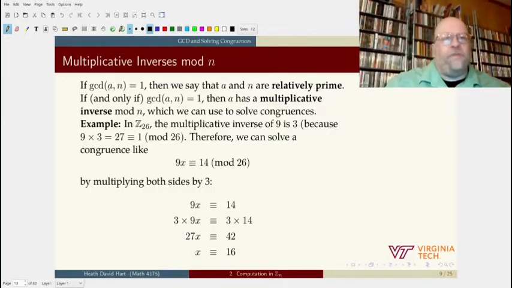So if the GCD of A and n is equal to 1, then we say that A and n are relatively prime. This is just a term that we use to say that these two numbers have no common factors except for 1. So if and only if the GCD of A and n is equal to 1, then A has a multiplicative inverse, which we can use to solve congruences. So a multiplicative inverse, let's push this down a little bit further here.